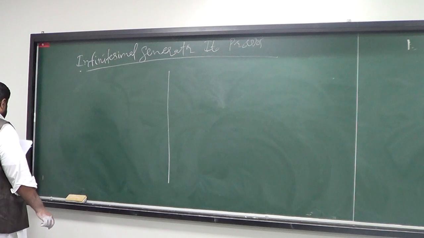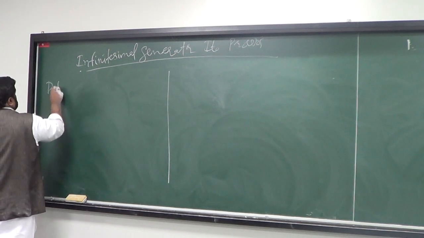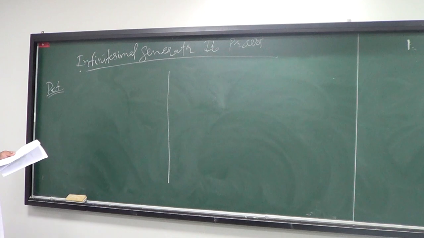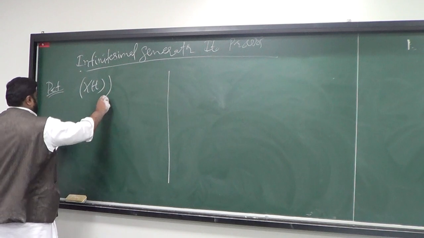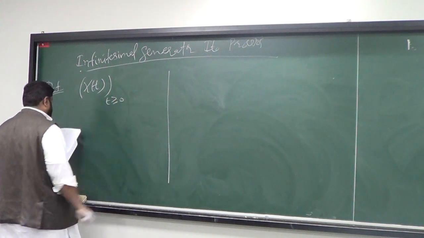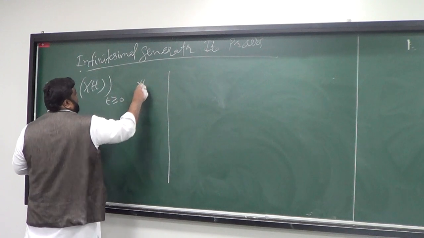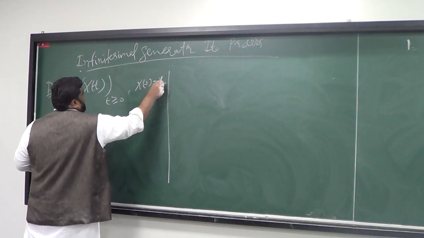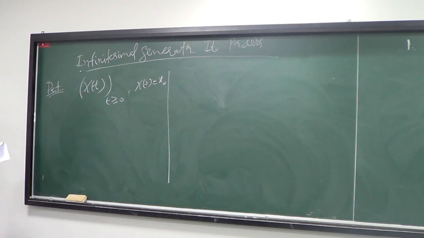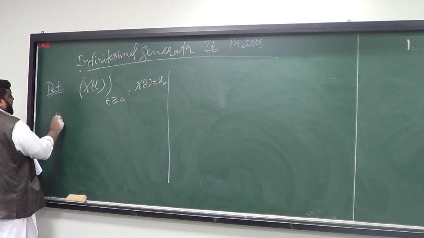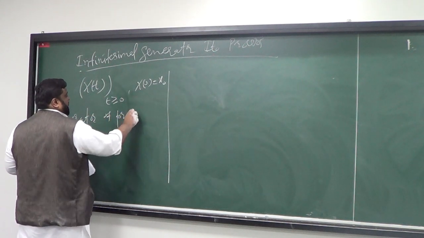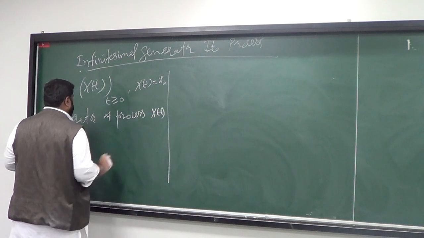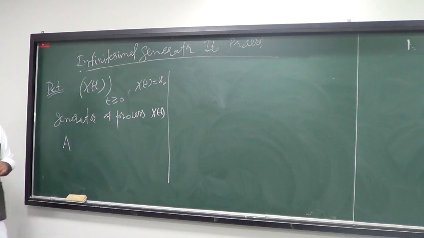So what is the definition? Definition is this. Imagine I have a stochastic process x of t, where t is bigger than or equal to 0, and imagine my initial condition x of 0 is x naught. By generator of process x t, I mean an operator. And I'm calling this operator A.